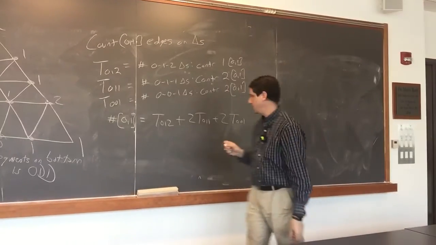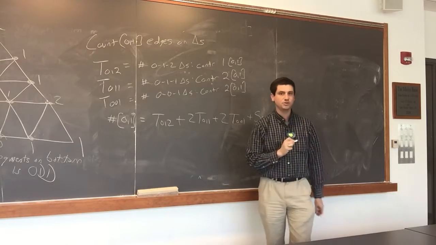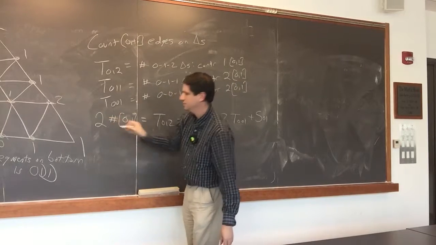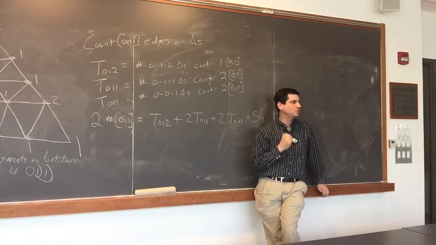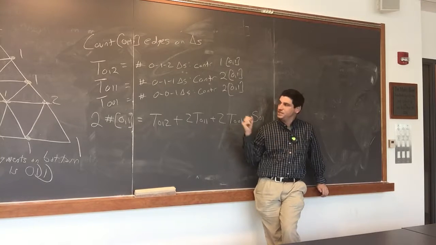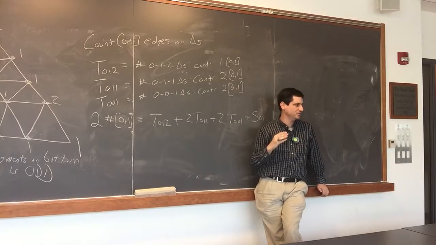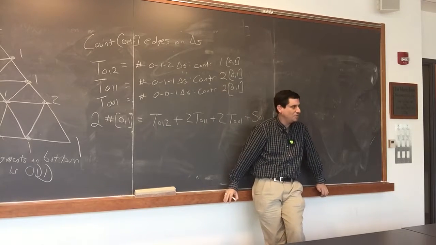So now what we can do is we can add the number of 0, 1 segments on the bottom. And this will be twice the number of 0, 1 segments, because we've now double counted. Everything that was interior was already double counted because it's in exactly 2 triangles. Everything that was on the boundary, the only boundary that works is the 0, 1 boundary.